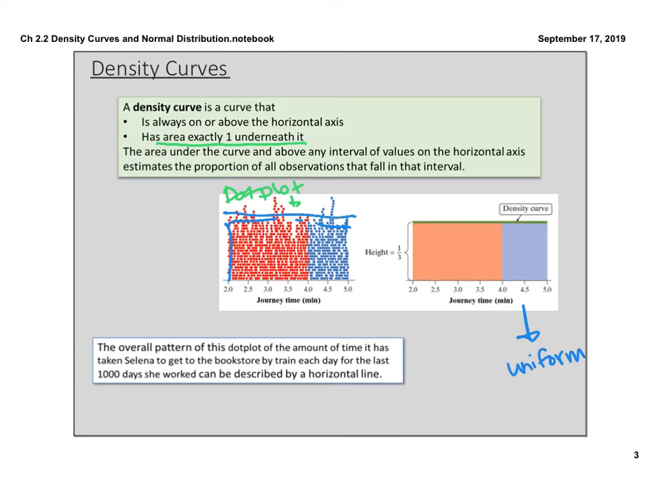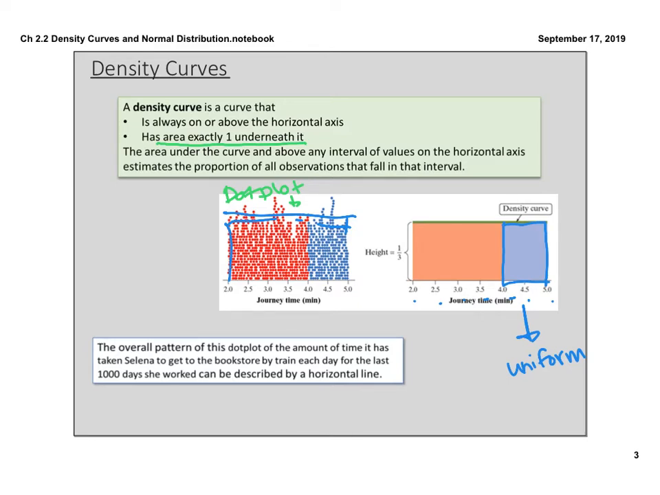So you can see her journey time in minutes: 2, 2.5, 3, 3.5, 4, 4.5, 5. If I wanted to find the proportion of values that go from 4 to 5, you'd treat this like area. Think back to geometry. This is just a rectangle. Even if it's not a uniform distribution, you can still just treat this as area. This is just area under a curve.